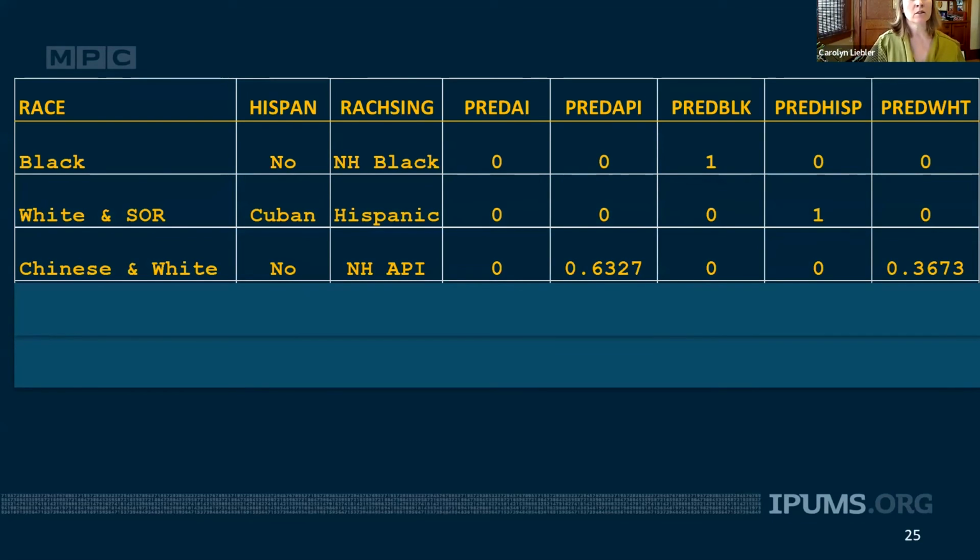Someone who said Chinese and white. Now this is where the prediction equations come in. So the prediction equations, based on their age group, sex, and other things, personal and locational characteristics, the result of the prediction equation is that they would be 0.6327 that they would say they're Asian or Pacific Islander race. And if you want to know which Asian and Pacific Islander race they said, you'd have to go back to the race detail. So that means that they're assigned in RACHSING to the Asian Pacific Islander group.